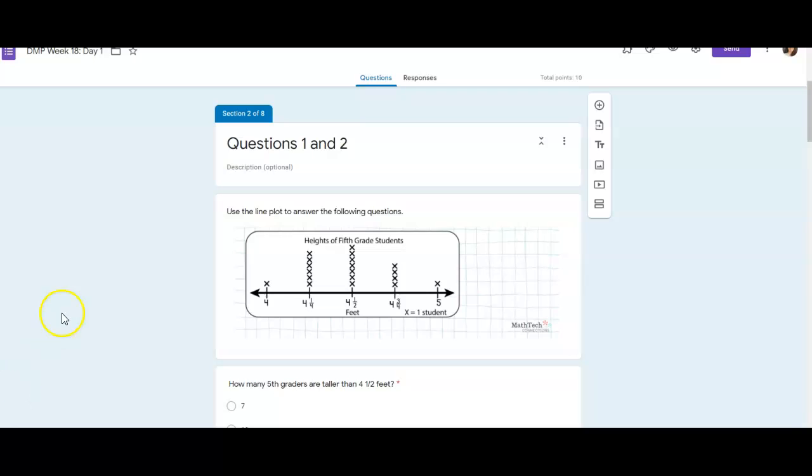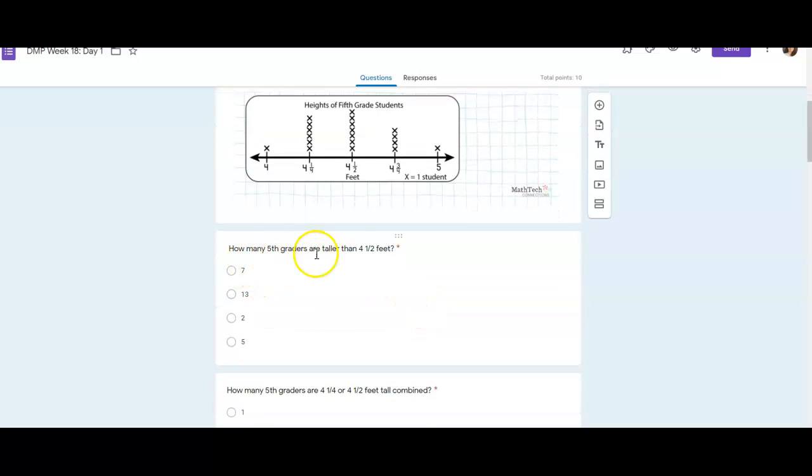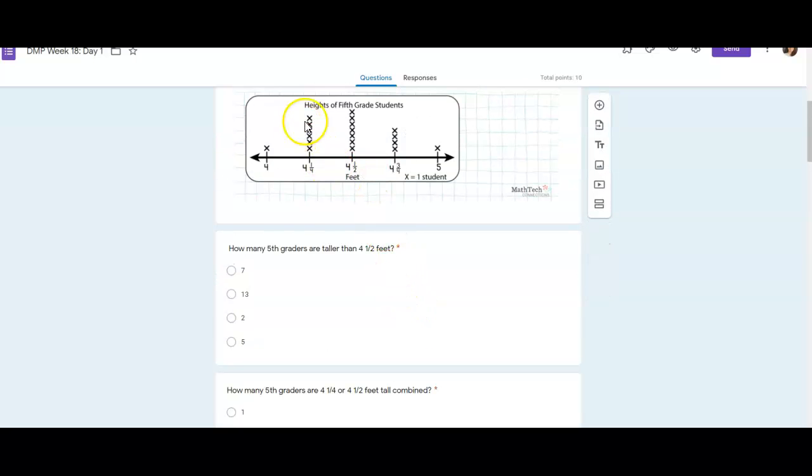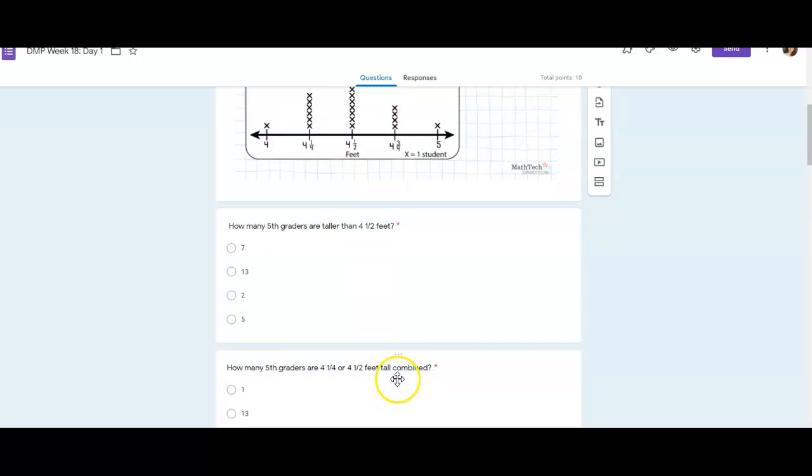So number 1, it says use the line plot to answer the following questions. So I'm looking here from 4 to 5, and I see that x is equal to 1 student. So how many of the 5th graders are taller than 4.5 feet? Taller would be this side. 4.5 feet is this way. How many 5th graders are 4 1/4 or 4 1/2 feet tall combined? So these ones. Combined means both of them. Add them up.